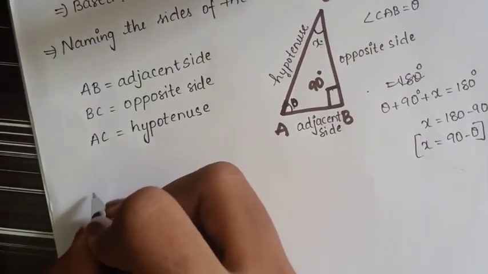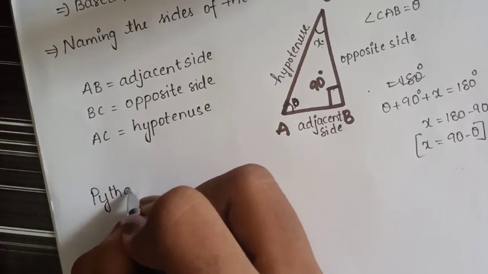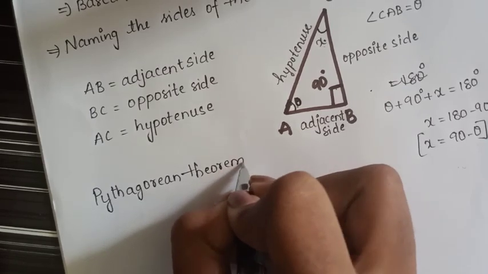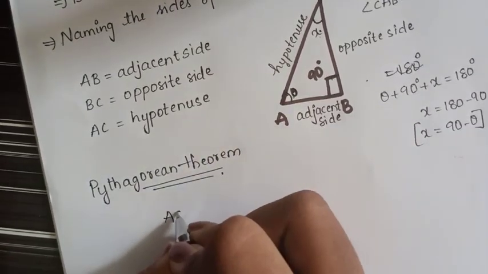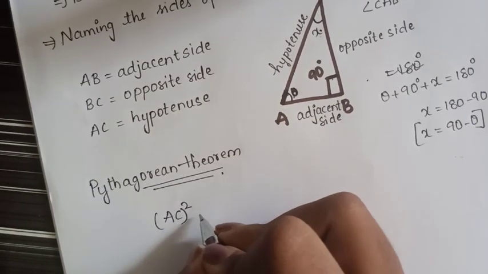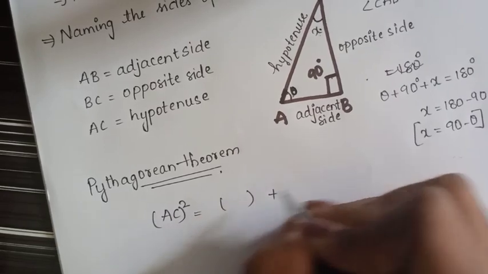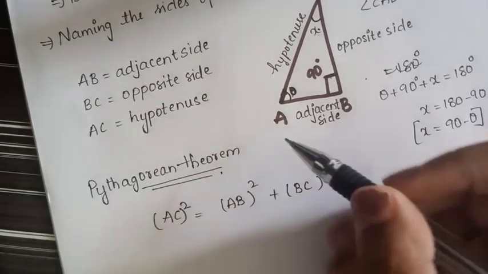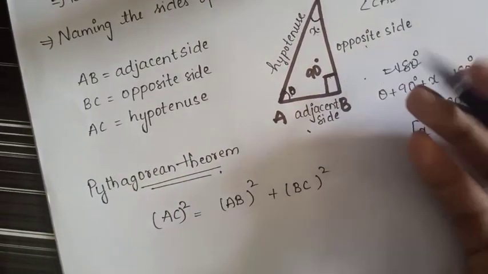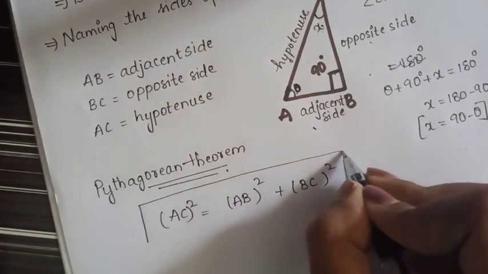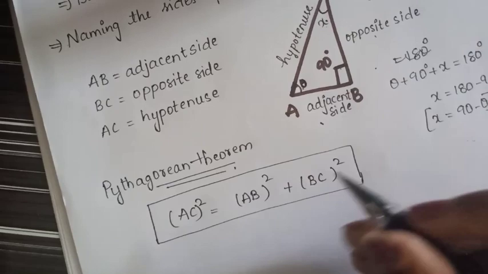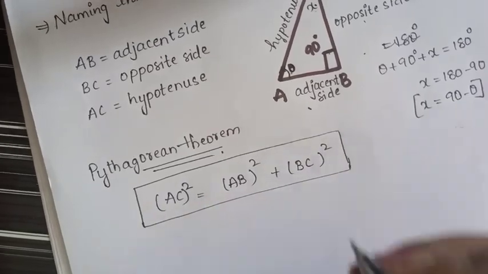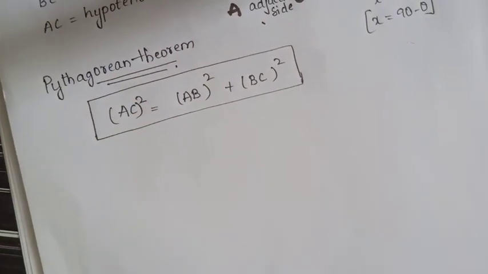Next we have the Pythagorean theorem. It states that the square of the hypotenuse is equal to the sum of the squares of the other two sides. What are the other two sides other than the hypotenuse? The adjacent side and the opposite side. Now let us take an example.